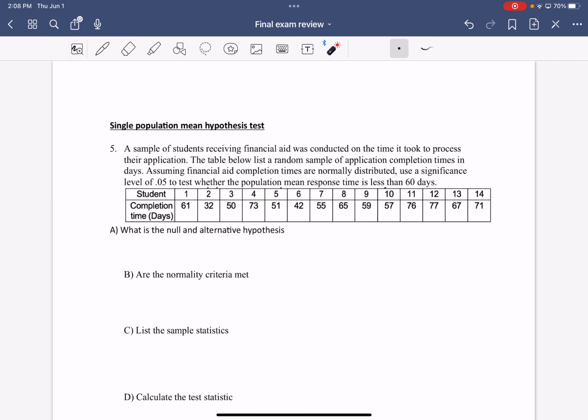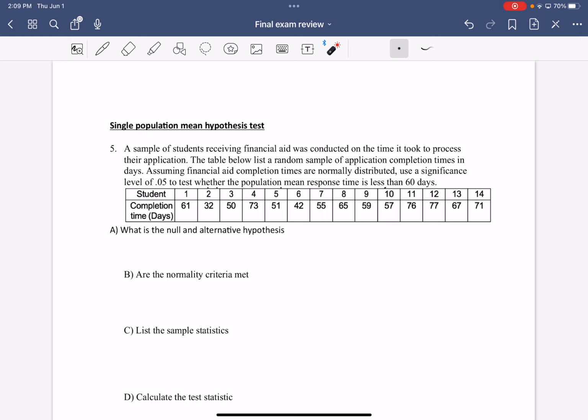We're just picking up where we left off in class, continuing with the final review practice problems that I put together. We are continuing with single population mean hypothesis tests. So we'll do 2 examples like this in this category.